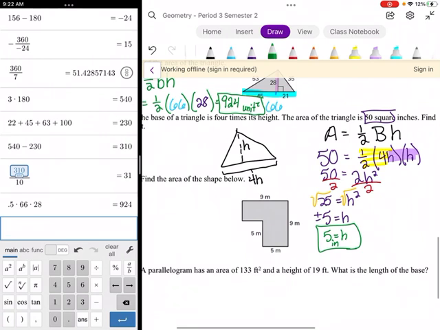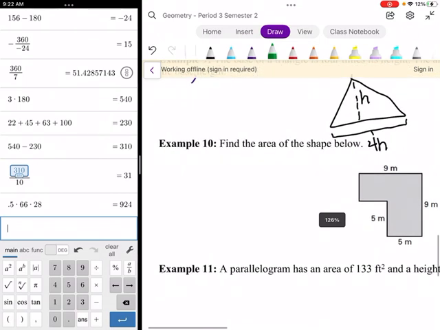So then our base, which is equal to 4h, would be 4 times 5. Our base is going to be equal to 20 inches. So once you set up the equations, you can just go ahead and solve.